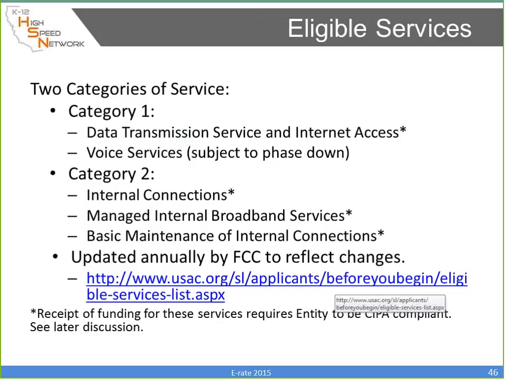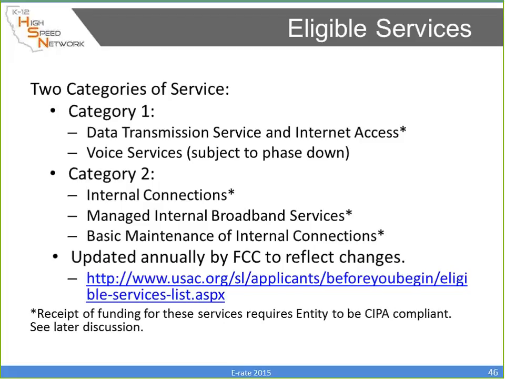There are two categories of service we've discussed, Category 1 and Category 2. Category 1 is your data transmission services and internet access. So the question we had on our web audience: internet access is Category 1. Voice service is also Category 1. Please remember, it's subject to phase down, and we'll show you what that looks like in a couple of slides. Yes, that includes VoIP. Most of the previous voice services that qualified are still eligible, but they're subject to phase down. There were a handful of voice components that became flash cuts, and we have a list of those in here for you.